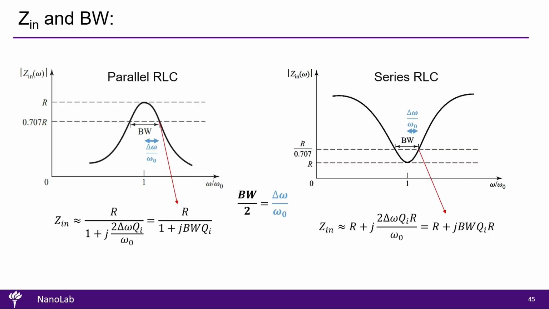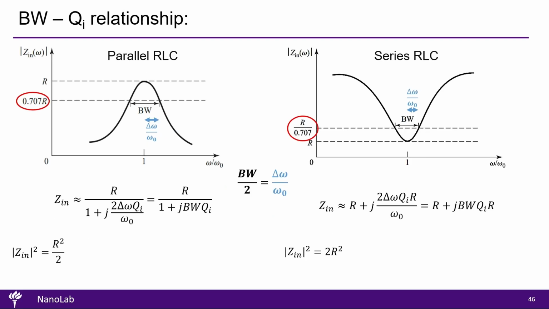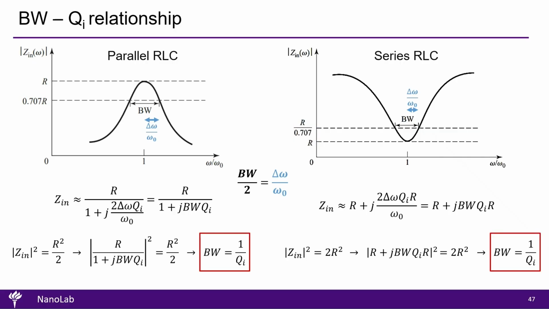Using the values of the magnitude of Zin at half power from the plot, we calculate that the square of the magnitude of Zin at the upper edge of BW is equal to R squared over 2 for the parallel circuit and 2 times R squared for the series circuit. And from the compact expressions for Zin, we obtain that for both cases the fractional bandwidth BW is the inverse of QI.